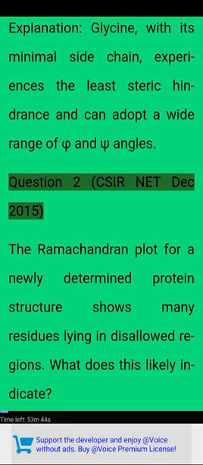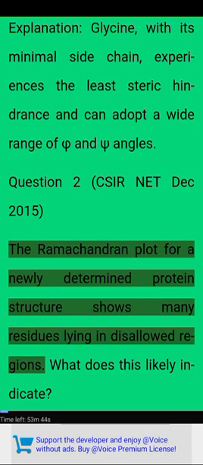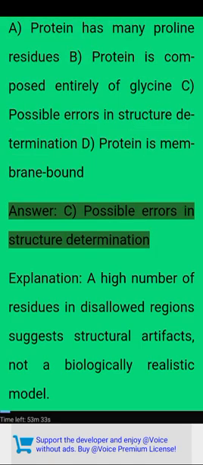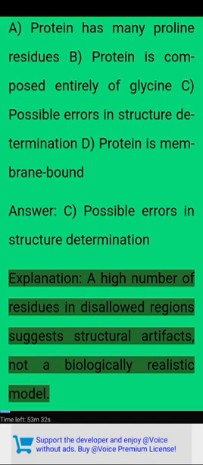Question 2. CSIR-NET December 2015. The Ramachandran plot for a newly determined protein structure shows many residues lying in disallowed regions. What does this likely indicate? A. Protein has many proline residues. B. Protein is composed entirely of glycine. C. Possible errors in structure determination. D. Protein is membrane bound. Answer. C. Possible errors in structure determination. Explanation. A high number of residues in disallowed regions suggests structural artifacts, not a biologically realistic model.